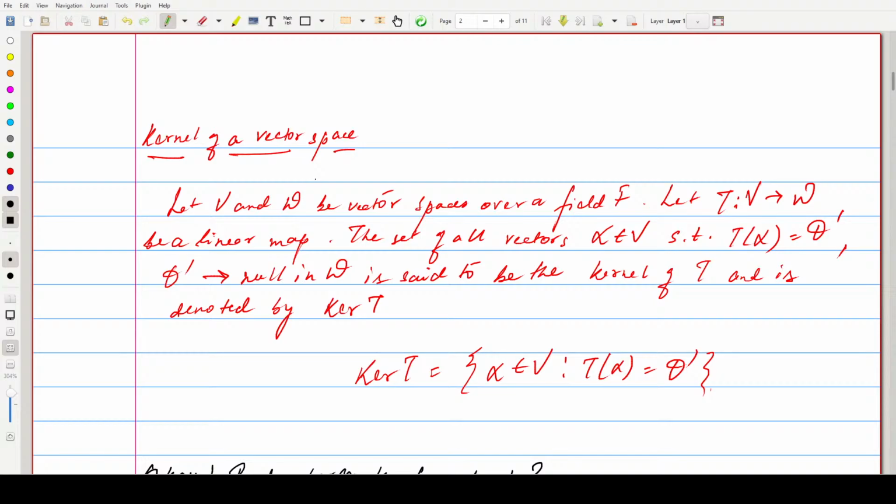Yeah, so I'd like Prerna to speak up. I did not understand this part, what a kernel of a vector space is. I'm not aware of this. Right. Okay.